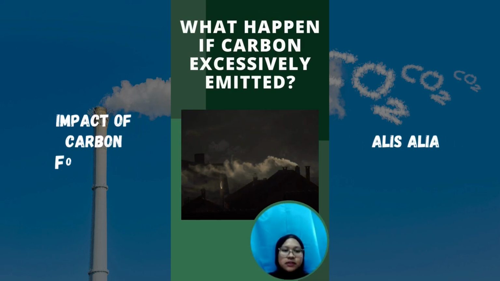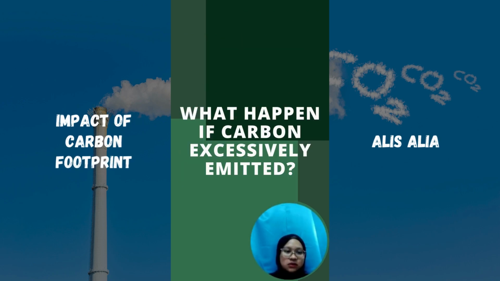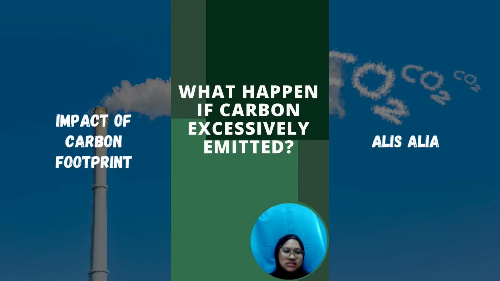What happens if carbon is emitted excessively? As we all know, human activities are primarily responsible for almost all of the increase in greenhouse gas emissions in the last 150 years, with the largest contributor being the burning of fossil fuels from industries. And due to the economic sectors being the biggest contributor, carbon dioxide makes up the vast majority of greenhouse gas emissions from the sector. However, we also have to know that smaller amounts of methane and nitrous oxide are also emitted.